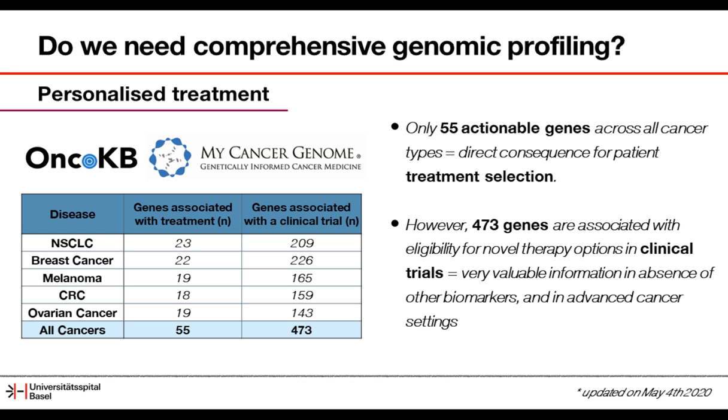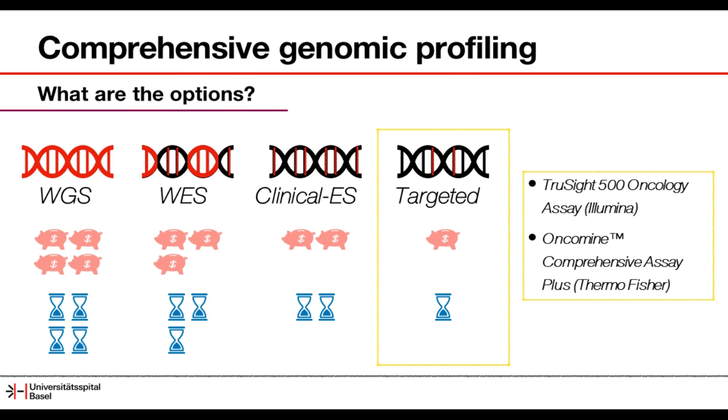Here you can see that the picture is different if we look at genes that are instead associated with a clinical trial. There is this magic number, which is close to 500 genes that are associated with novel therapy options. And of course, you can imagine that this information is very valuable when there was no finding of molecular alteration in the previously mentioned 55 or so genes and in advanced cancer settings.